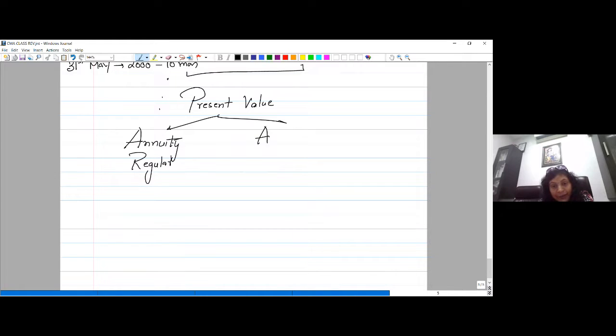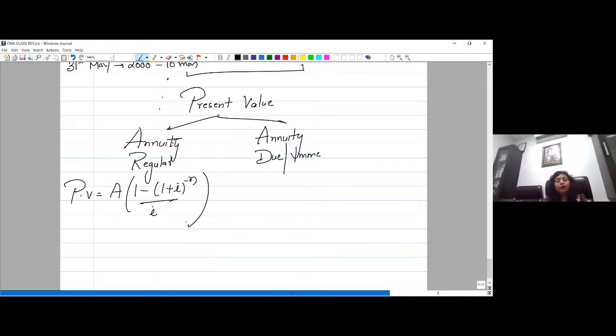Regular and annuity due or immediate. Now, what's the formula? In case of present value of annuity regular, it is A times (1 minus (1 plus I) power minus n) upon I. This is the formula for present value of annuity regular.